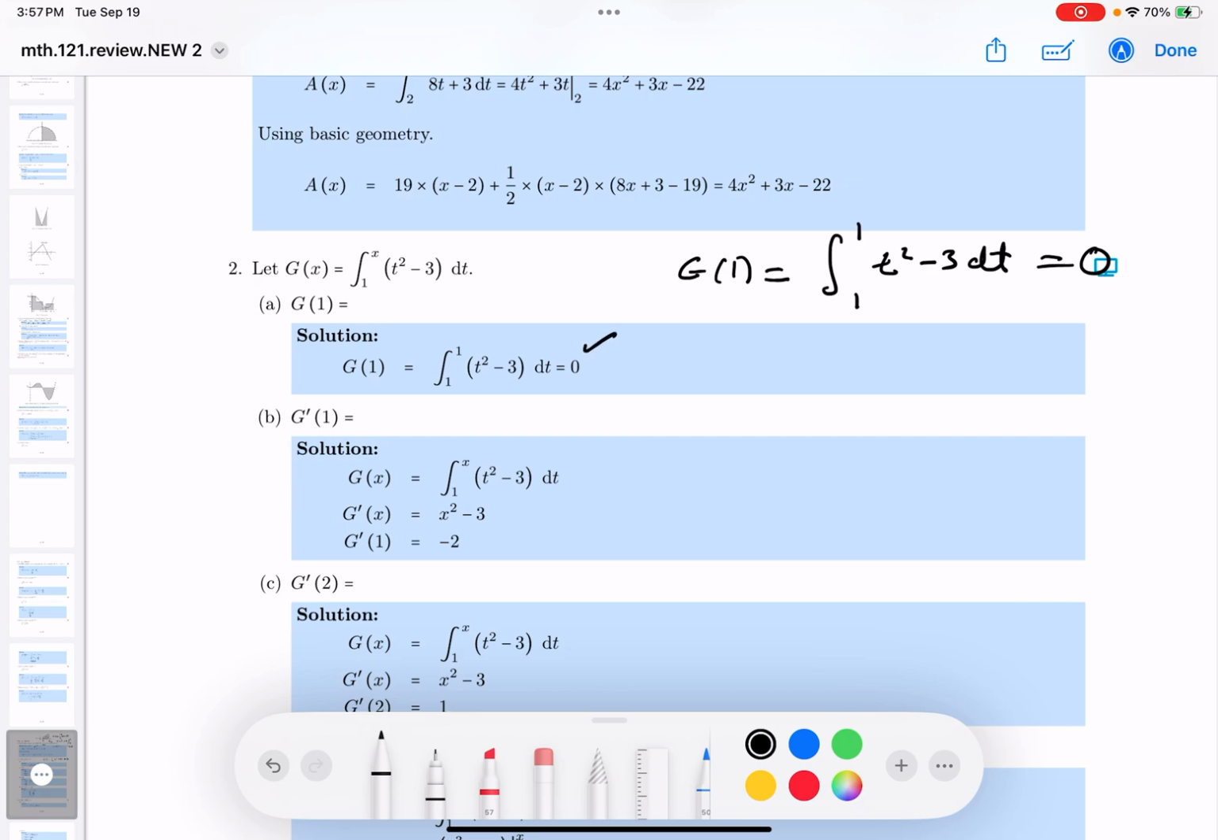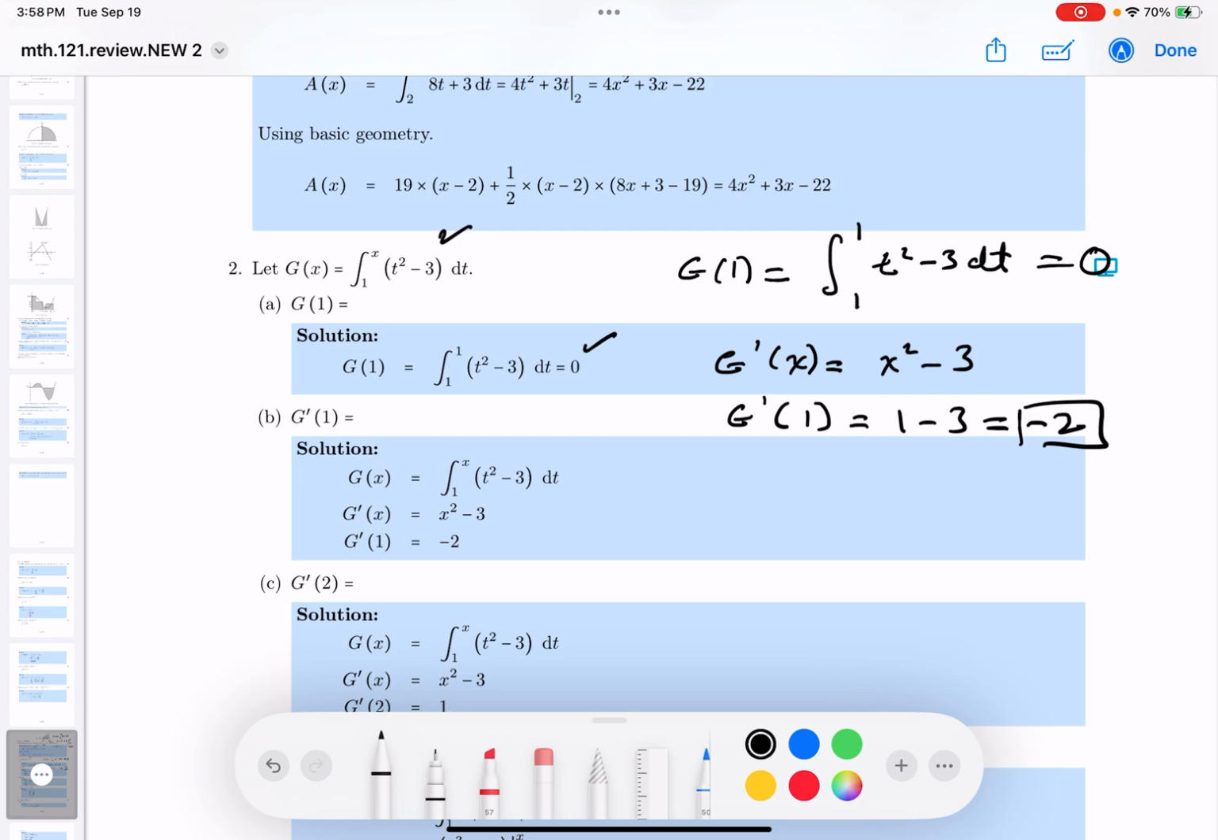Now let's do g prime of 1. So I have to put g prime down. All right, and to do that, I'm using the fundamental theorem of calculus. What's that going to be? Well, it's going to be x squared minus 3. So what's g prime at 1? Let's write it down. It's going to be 1 minus 3, which is minus 2. Put a box on that.